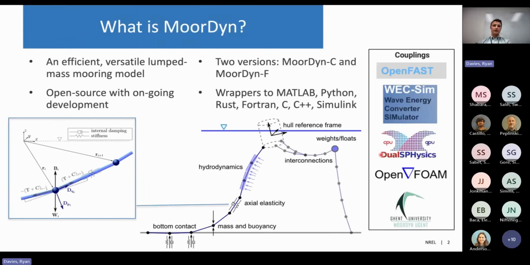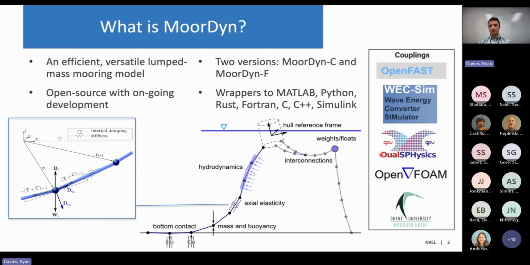Right off the bat, let's get into what MoorDyn is. MoorDyn is an efficient and versatile lumped mass mooring model that simulates mooring dynamics in the time domain. It is a library that's called by an external function or driver code, so it's really well set up to be coupled with other solvers. We'll talk a little bit about that later. It's open source, and it is under ongoing continuous development and improvement, so we're always working on it and adding new features.